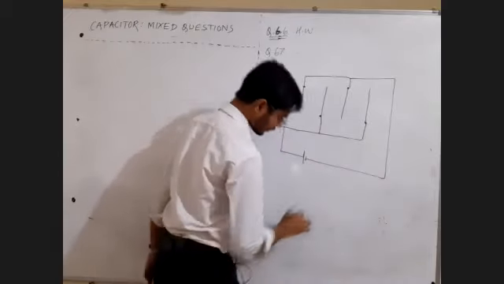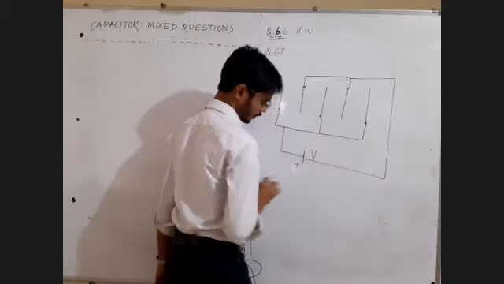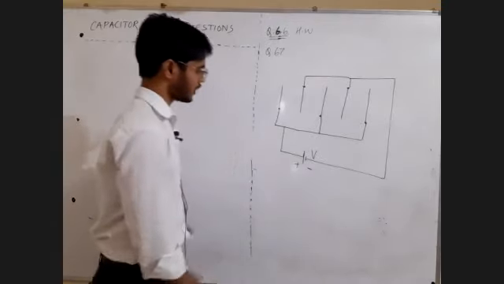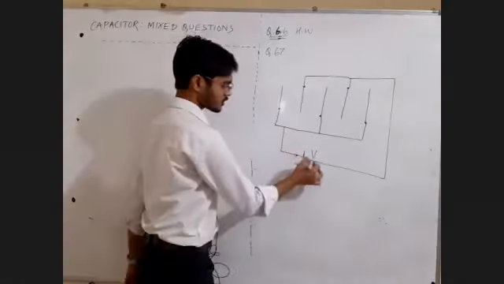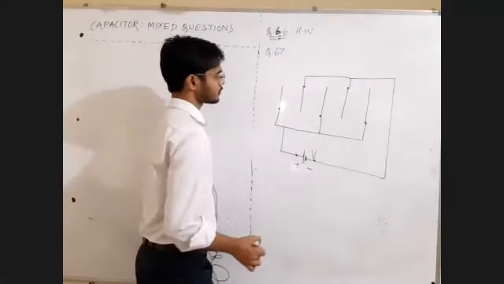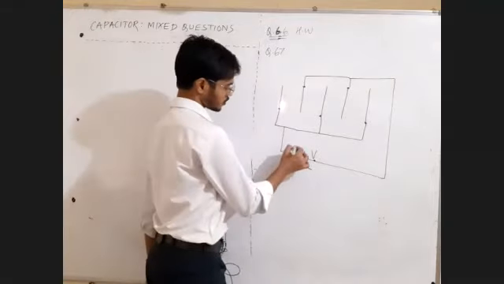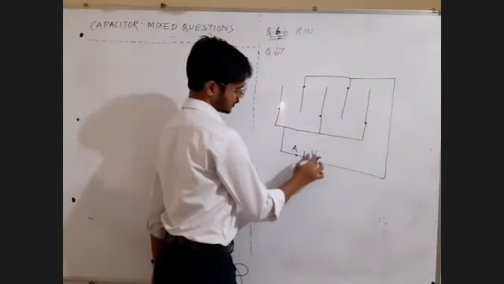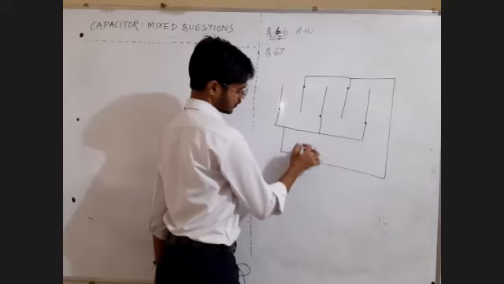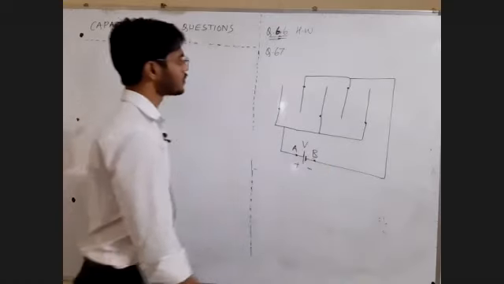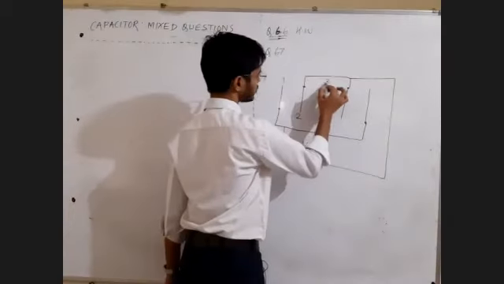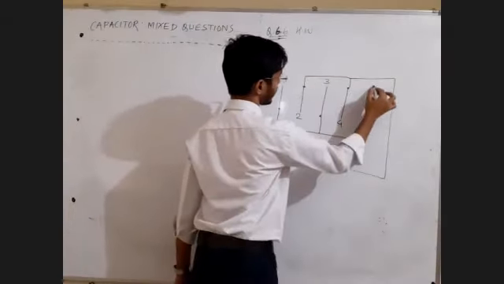The battery is of V volt. This is the higher potential terminal, so positive sign. This is the lower potential terminal, so negative sign. The end points of the battery are also called terminals. Let us call this point A and this point B. The potential difference of the battery is V volt. This is plate 1, this is plate 2, this is plate 3, this is plate 4, this is plate 5.